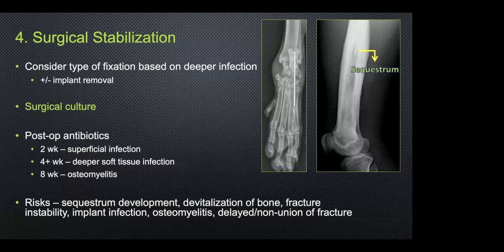And then if you have a draining tract coming from that area, and you don't really see one here, that's going to be known as a cloaca, with infection draining out to the skin. And that can be bad because if you develop a sequestrum, you often have to go in and potentially debride that piece of dead and infected bone. And again, with an infection and an open fracture, you risk fracture instability, fracture failure, implant infection, deeper bone infection, and delayed or non-union of the fracture.